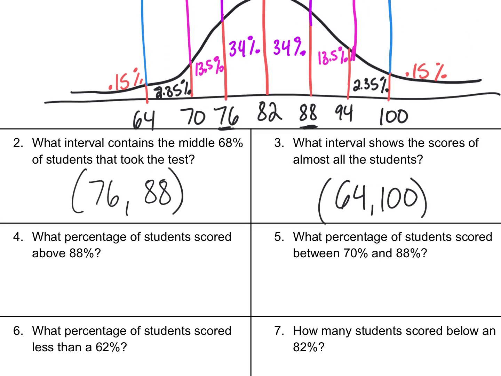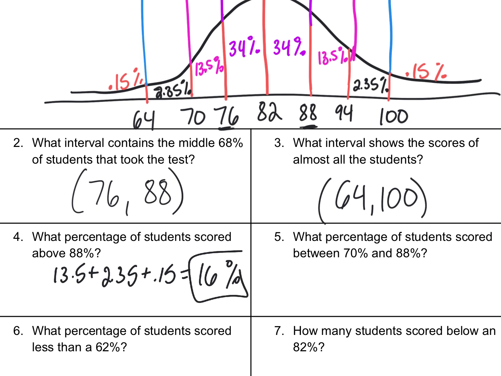16%. Okay, so how'd you find that? Added 13.5 to 2.35 and 0.15. Yep, and that gave you 16%. Perfection. So just adding everything to the right of 88, all of those percentages. Good. Any questions there? All got that?